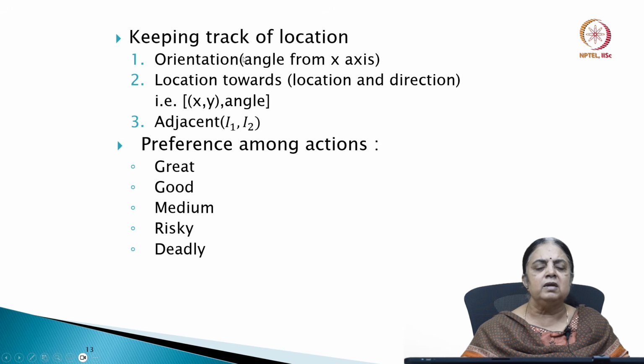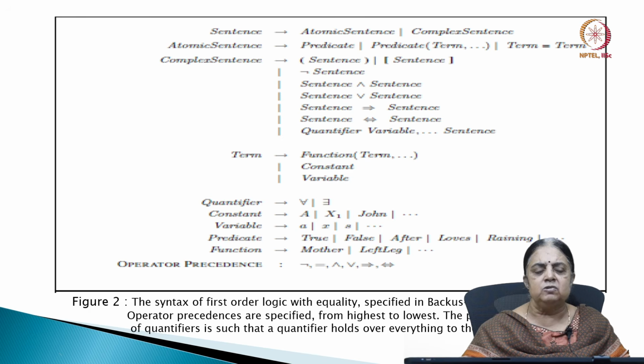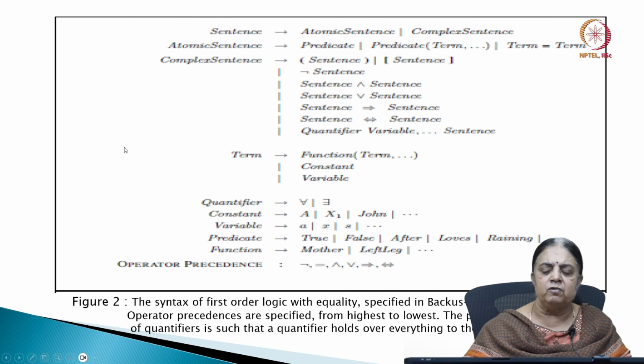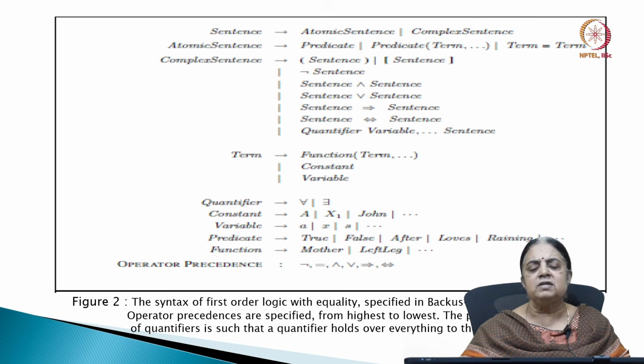And then location, how do you keep track of it? You can use xy coordinate, angle. You can say things like adjacent, one is on top of the other, one is below the other. So you can use some quantitative way of keeping track of the location. And you can have preference among actions, great, good, medium, etc. So this gives the Backus-Naur form for predicate logic, and we can see that it's a lot more complicated than what we saw for the propositional logic.